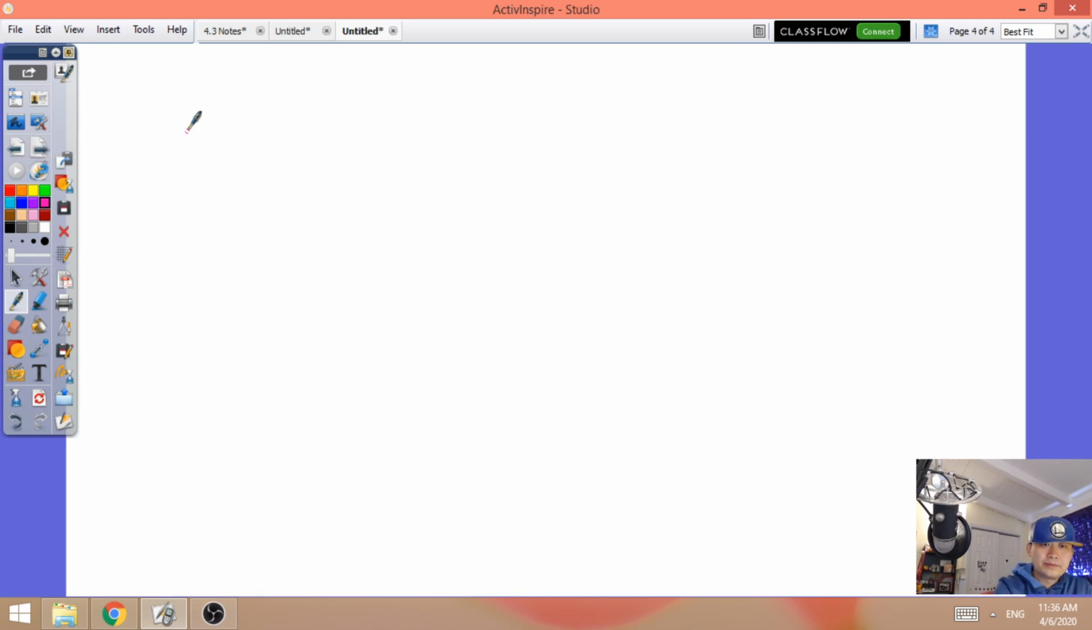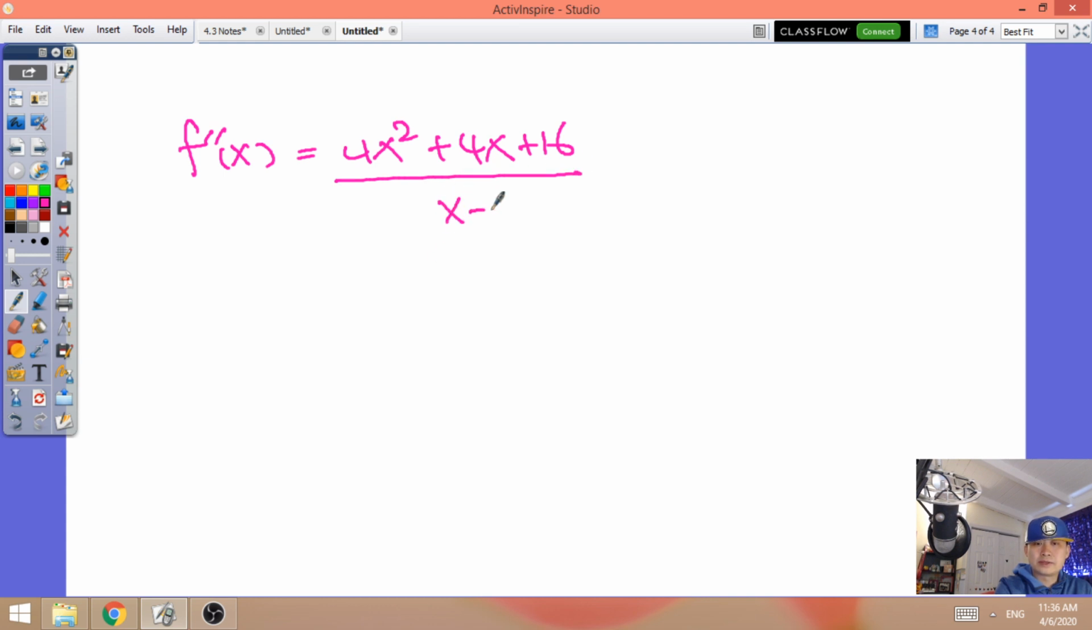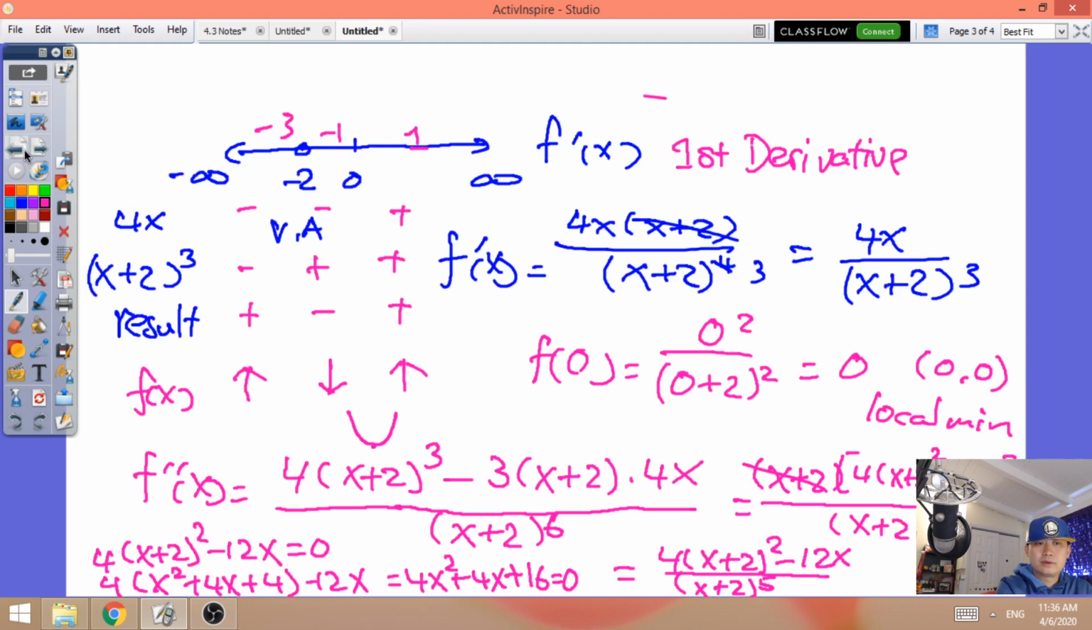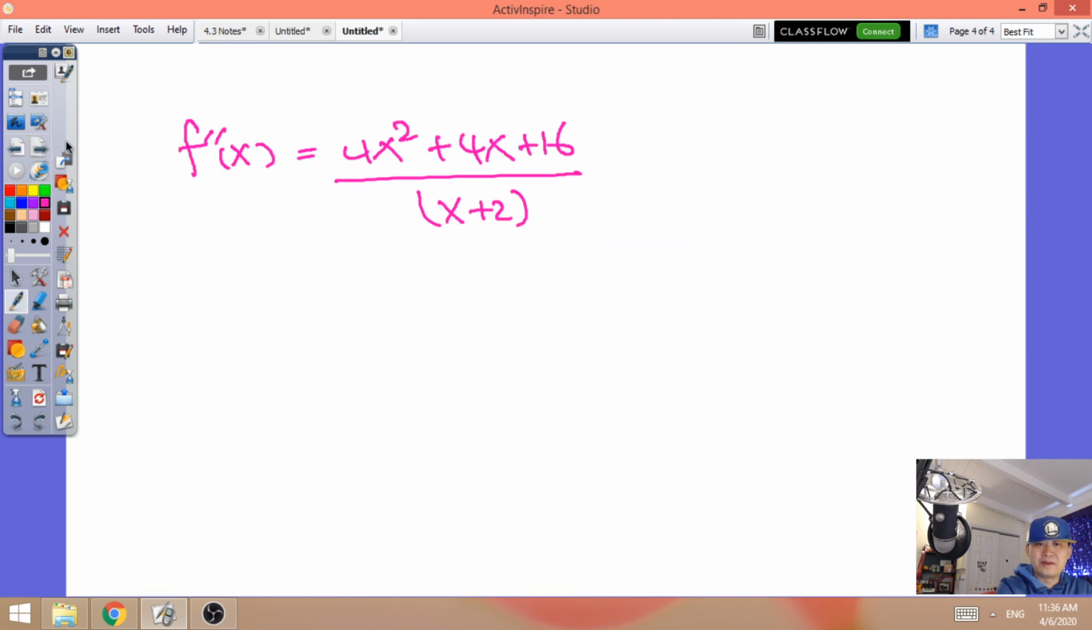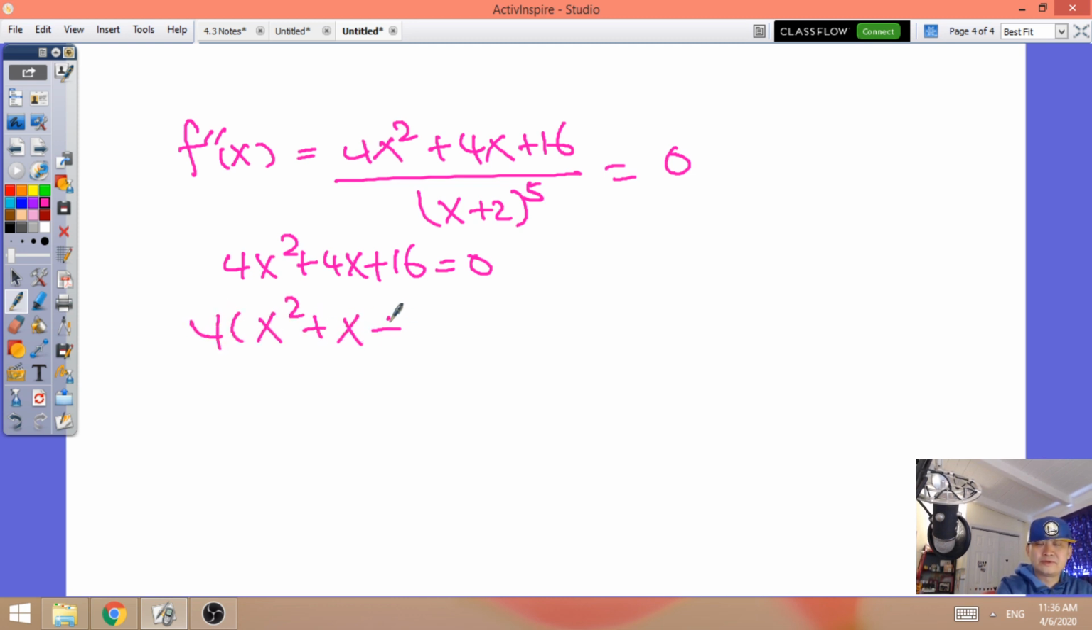Find the critical number. So again, second derivative. So we do have the top part, and we set that equal to 0. So we do have 4x squared plus 4x plus 16 over x plus 2 quantity squared. I just want to check one thing. It's x plus 2 quantity to the power of 5. Okay, so set that equal to 0. So that means 4x squared plus 4x plus 16 equals 0. So take out 4. So we do have x squared plus x plus 4 equals 0.